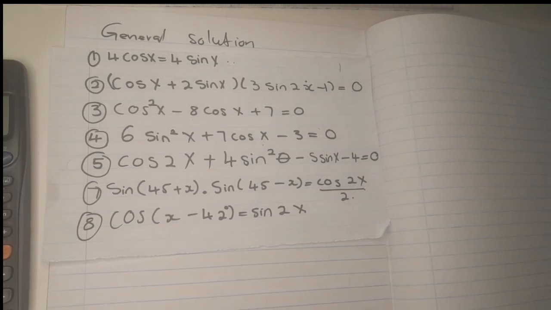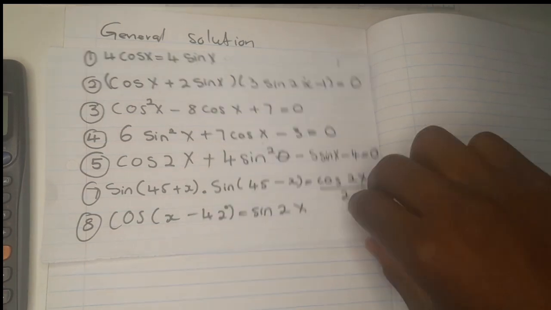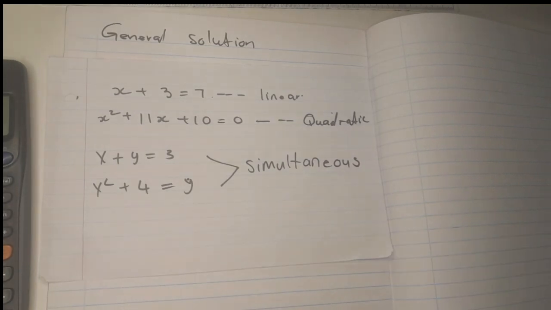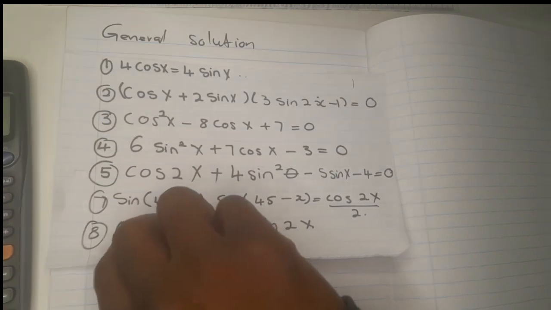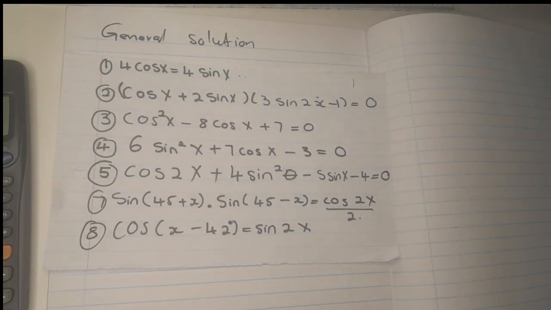In this video, we are going to look at general solution. As we all know, we have different kinds of equations. We have linear equations, quadratic equations, and simultaneous equations. The way we solve these equations is different. Even in this chapter, when we solve trigonometric equations, there are different kinds of equations, meaning there are different ways in which we're going to try and solve all of them.